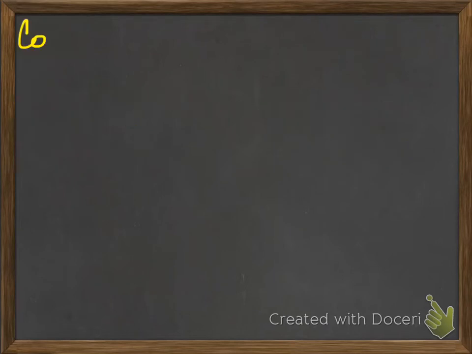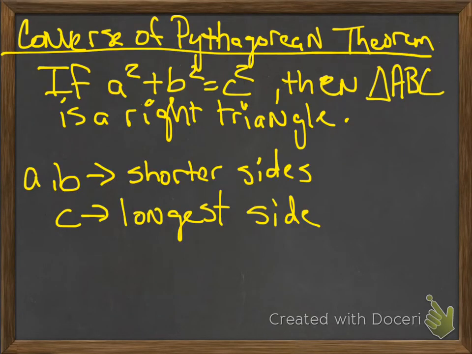Okay, so now let's look at the converse of the Pythagorean theorem. The converse says that if a squared plus b squared equals c squared, then the triangle is a right triangle. So basically, now we're assuming first that we had a right triangle, and because it's a right triangle, a squared plus b squared equals c squared. Now we're saying that we're just given 3 sets of numbers. We want to make sure it's a triangle, and then we want to see if it can be a right triangle. Keep in mind, a and b are always the shorter sides, and c is always the longest side.